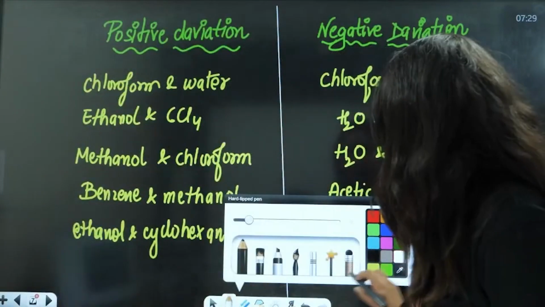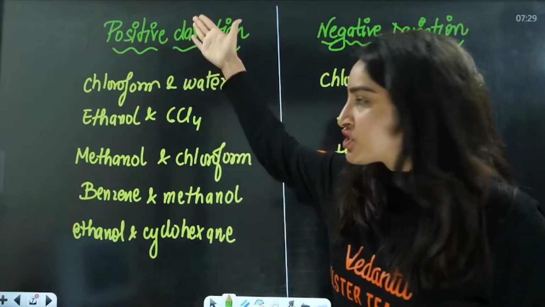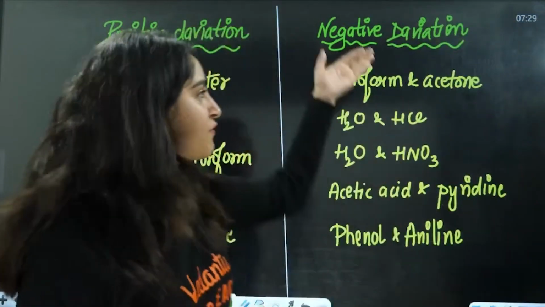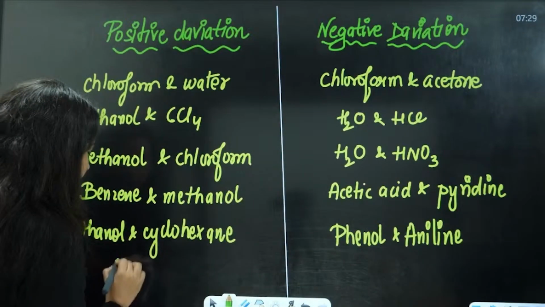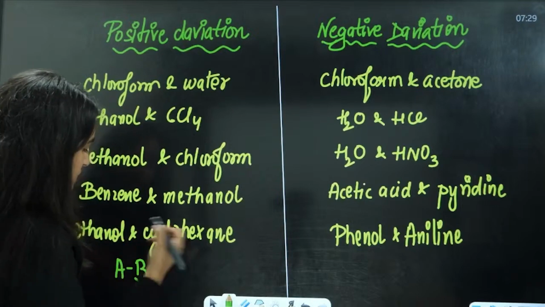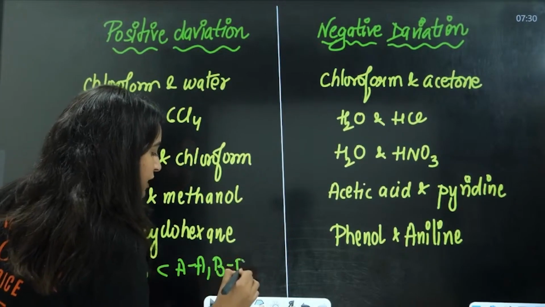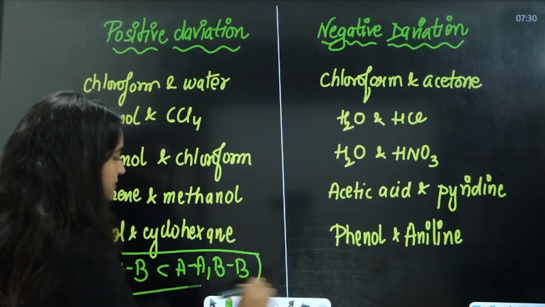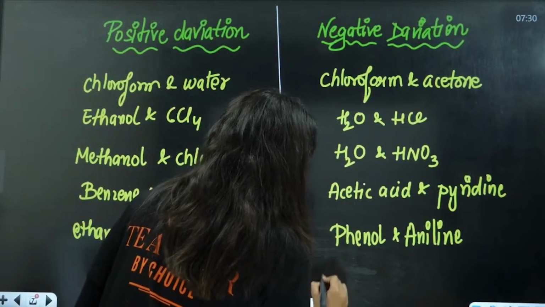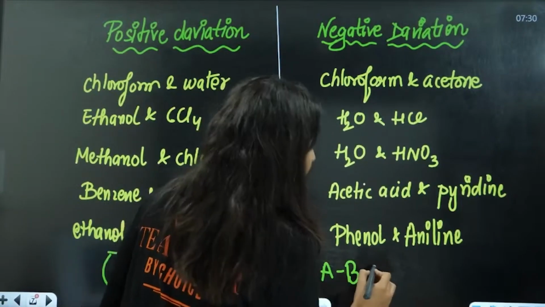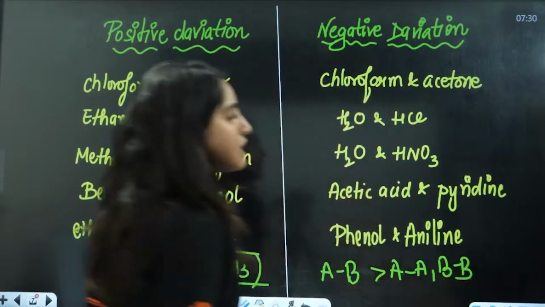Okay. Now, these are a few examples, everyone. For positive deviation, you have these examples. For negative deviation, you have these examples. Now, ma'am, in positive deviation, what happens? AB interactions are less as compared to AA and BB interactions. This is the trick to remember the examples. And in the negative deviation case, AB interactions are more as compared to AA and BB interactions. Right? Okay.